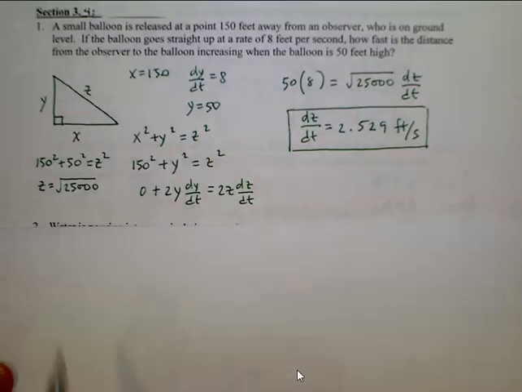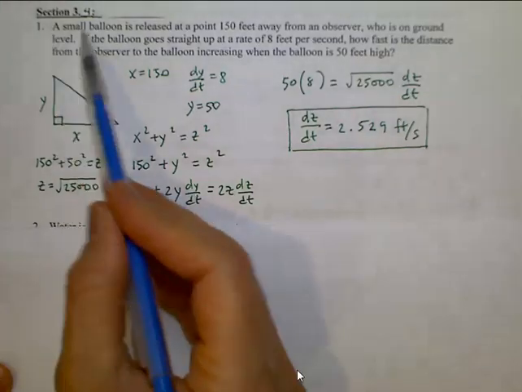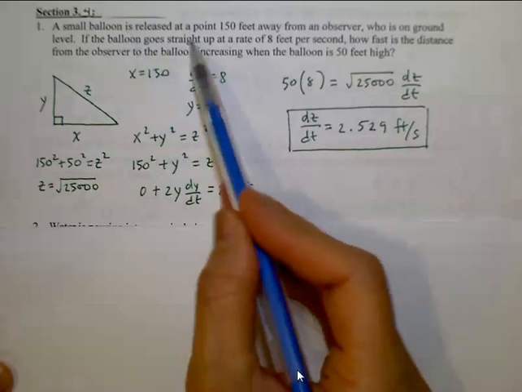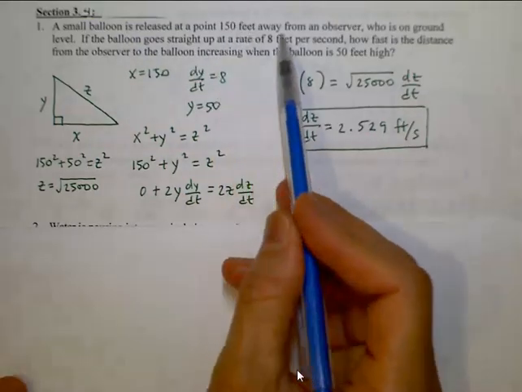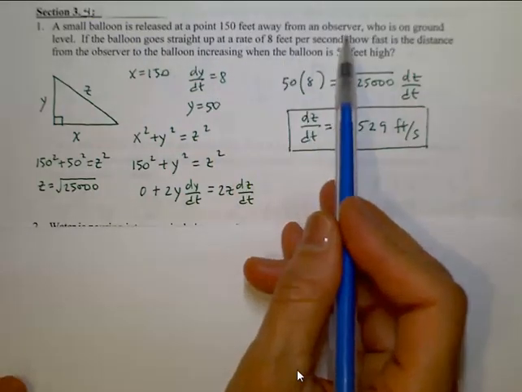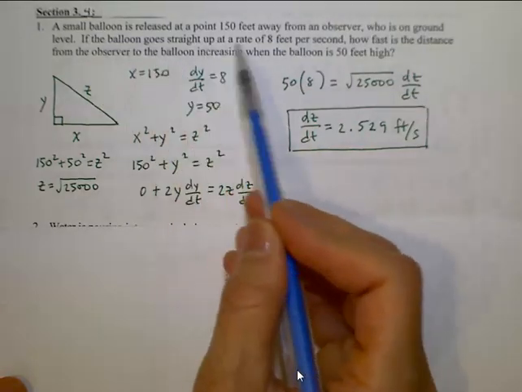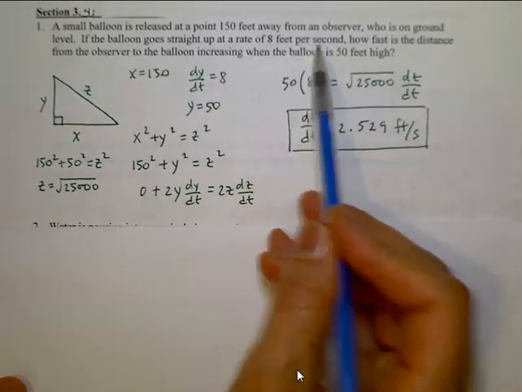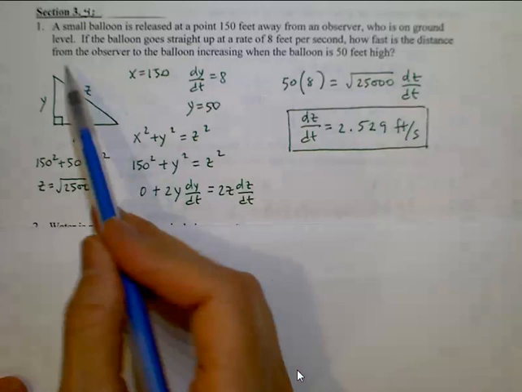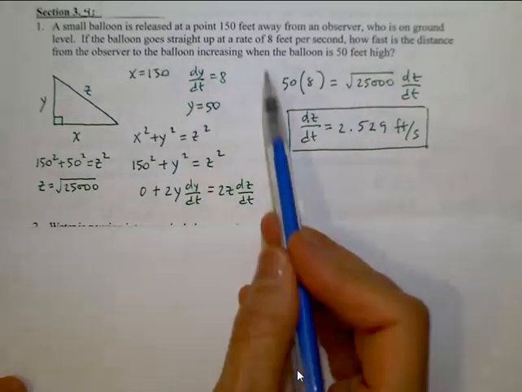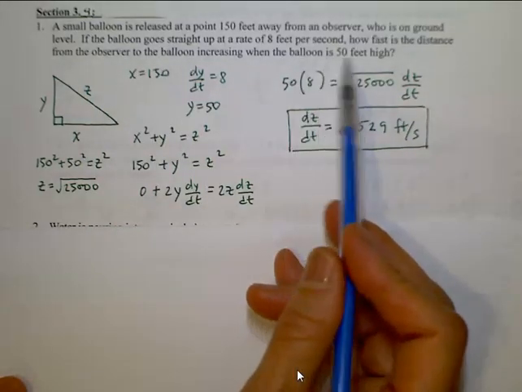In question 1, it says a small balloon is released at a point 150 feet away from an observer who is on ground level. If the balloon goes straight up at a rate of 8 feet per second, how fast is the distance from the observer to the balloon increasing when the balloon is 50 feet high?